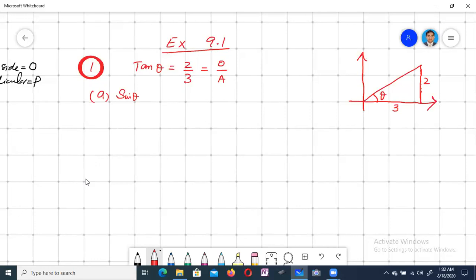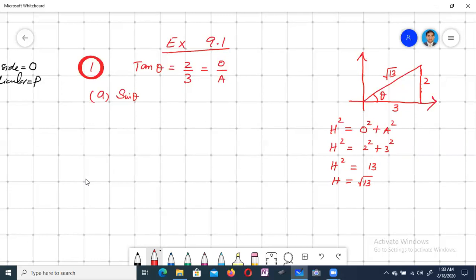You know about the Pythagoras theorem. In the Pythagoras theorem, hypotenuse square is equal to perpendicular square plus base square, or opposite square plus adjacent square. Hypotenuse square is equal to 2 square plus 3 square. Then h square is equal to 4 plus 9, it will be 13. Then taking the square root on both sides, h will be equal to square root 13. It means this hypotenuse is square root of 13.